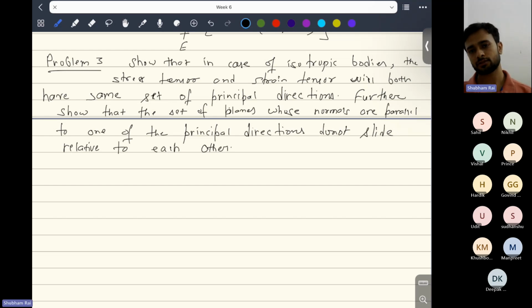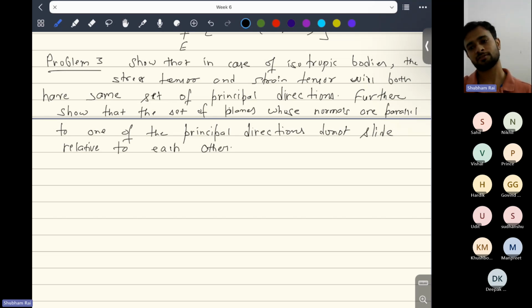You have to show that in case of isotropic bodies, the stress tensor and strain tensor will both have the same set of principal directions. You will further show that the set of planes whose normals are parallel to one of the principal directions do not slide relative to each other. The second part is easy because planes parallel to the principal directions will not have any shear strains, and if they do not have any shear strain, they will not slide relative to each other, because in one of the lectures, sir had discussed that shear strain essentially means sliding of one plane over the other.